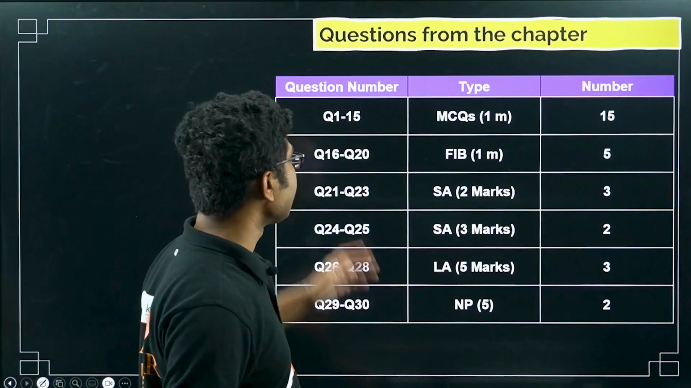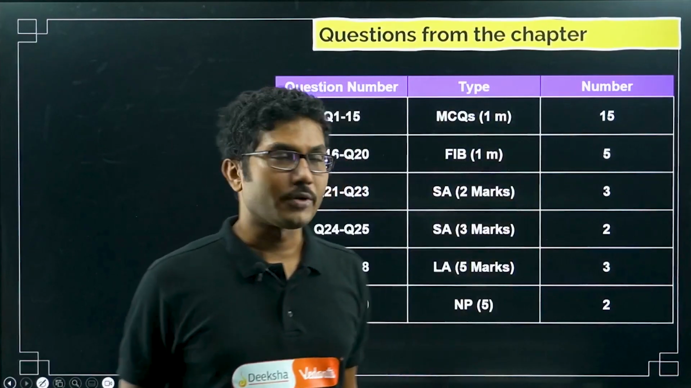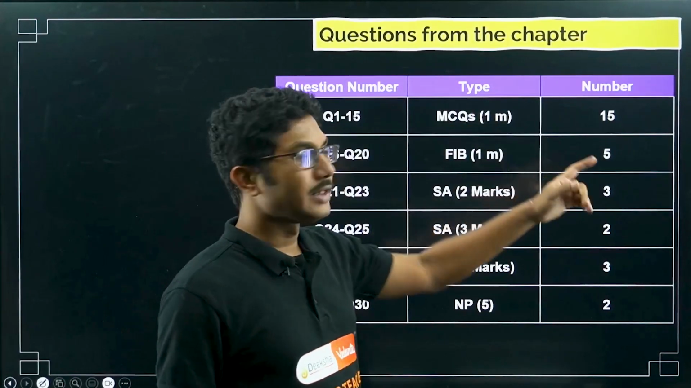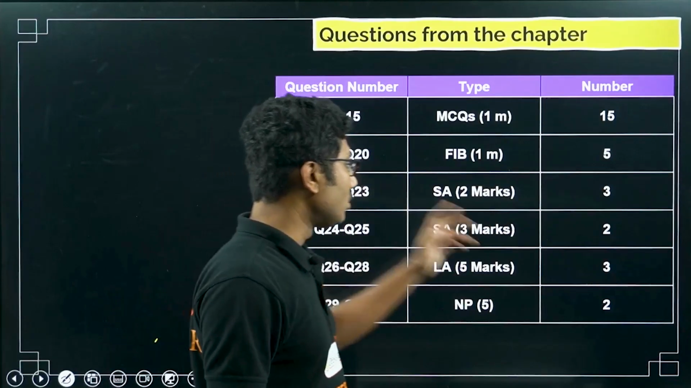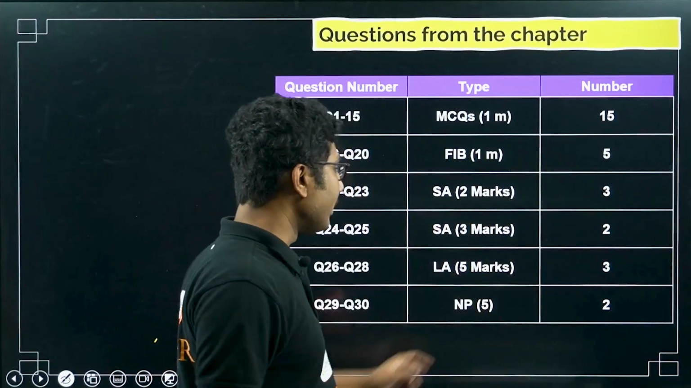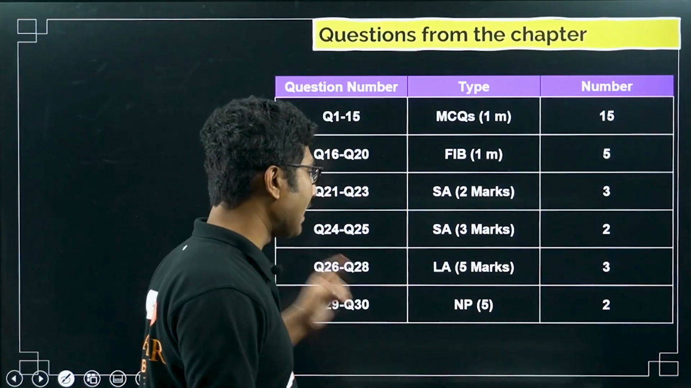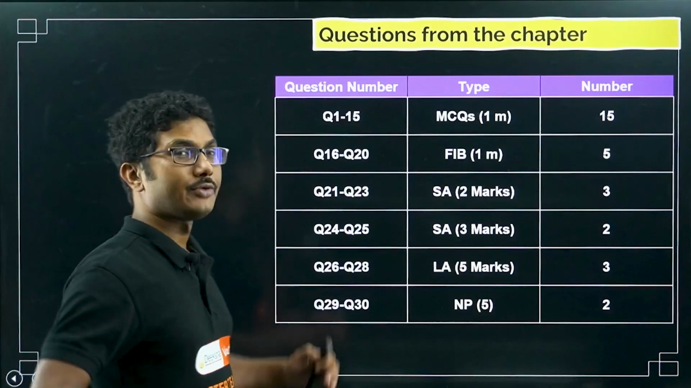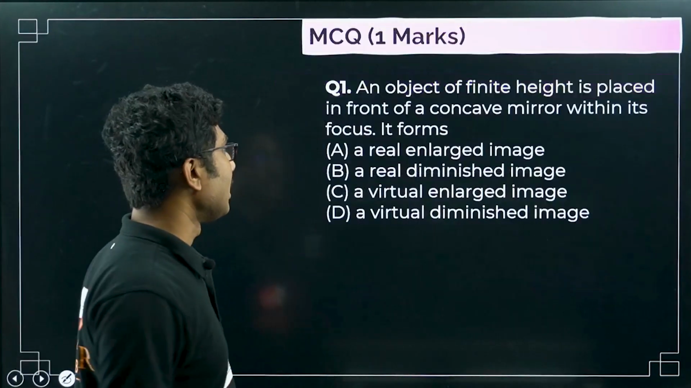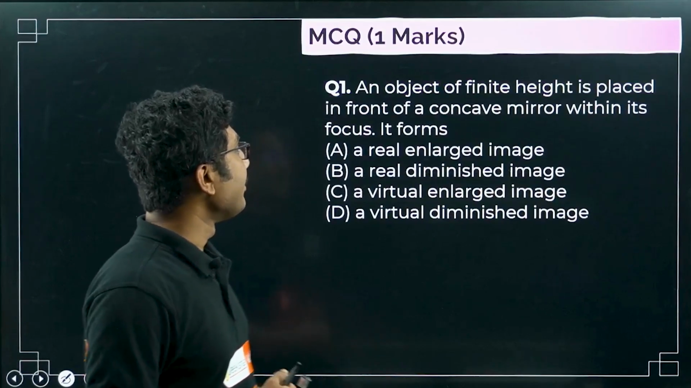What are we going to discuss? There will be, as usual, 15 MCQs from this chapter. There will be 5 fill in the blanks, then 3 2-mark questions, 2 3-mark questions, and 3 5-mark questions, very important, and 2 numerical questions as I mentioned. So total 30 questions we are going to discuss from this chapter. So let's start with the MCQs first.